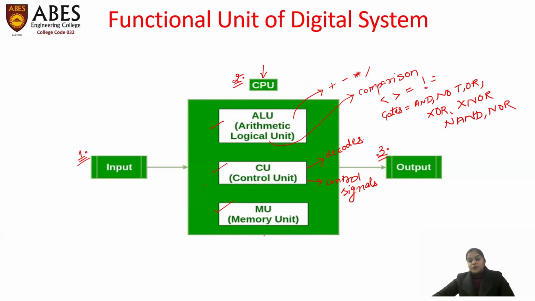Third is the memory unit. The memory unit is used for storage purposes, for storing the data. It provides the storage for your data or instructions, right? So it includes RAM and ROM memory, secondary, primary, and auxiliary memory. All those different kinds of memories collectively create the memory unit in our CPU.